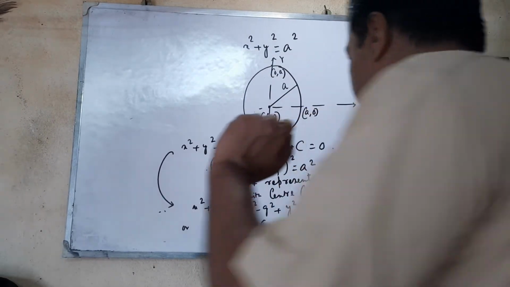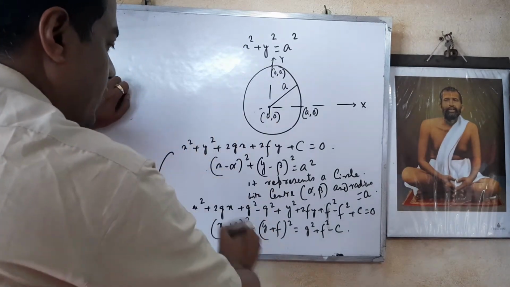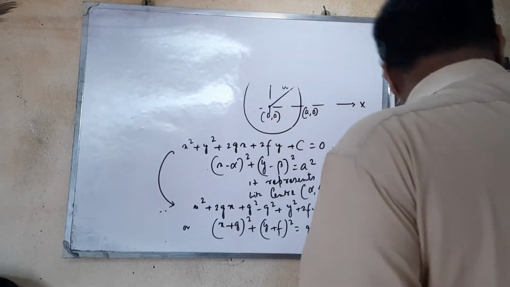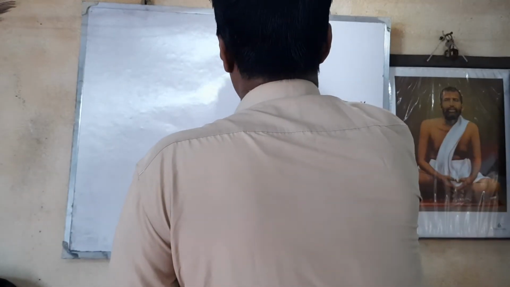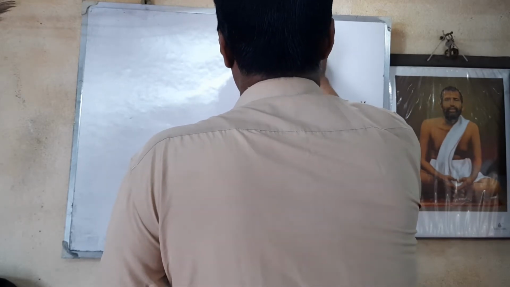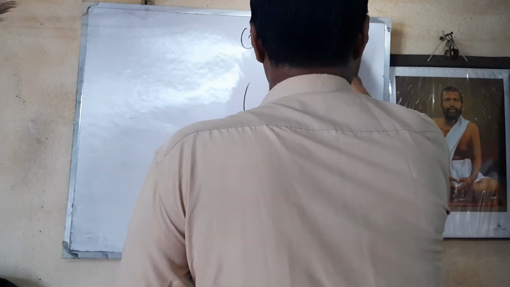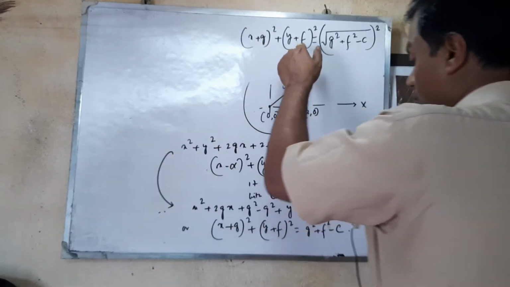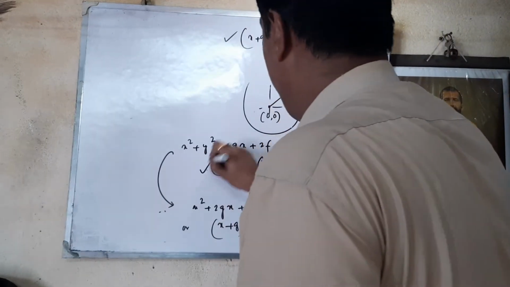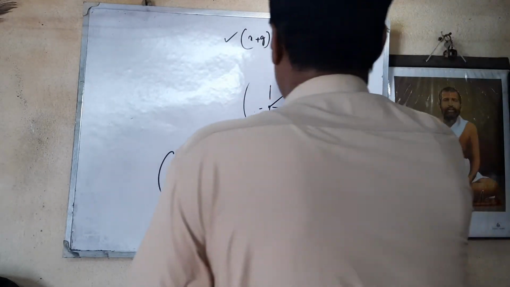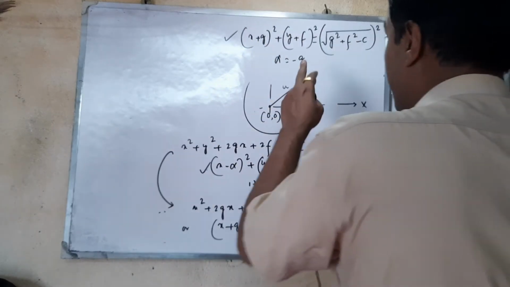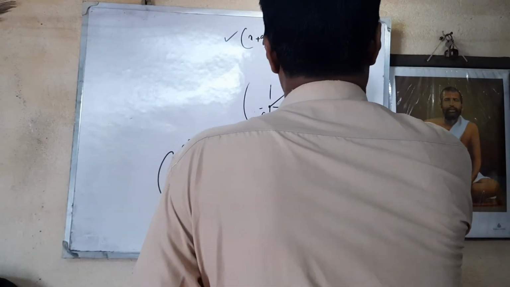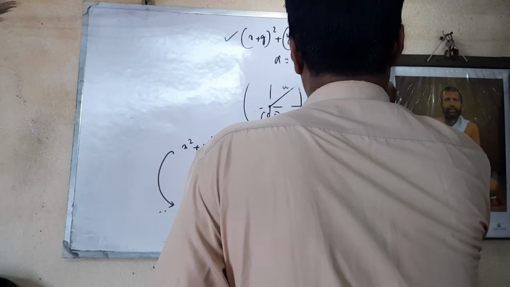Okay, so this equation may be written as, I am going to the top of the board. So this equation may be written as (x + g)² + (y + f)² = (root under g² + f² - c)². So comparing these two equations, this and these equations, we get alpha equal to minus g. Similarly, beta equals to minus f, and a equals to root over g² + f² - c.